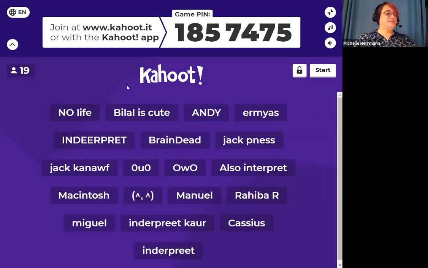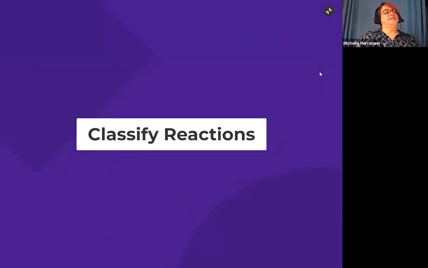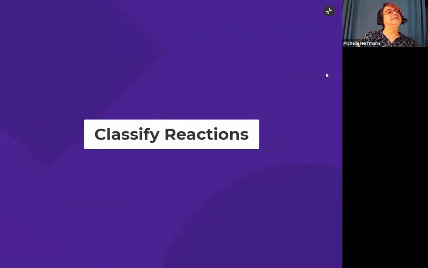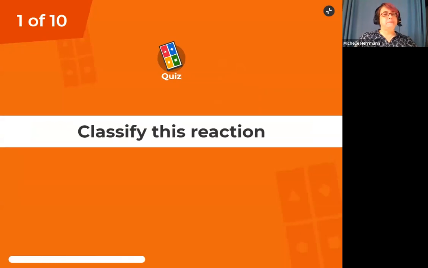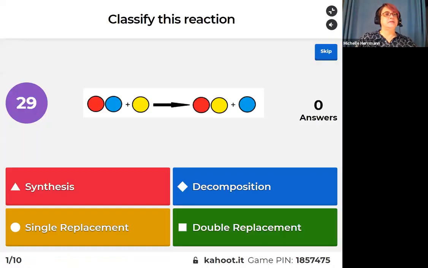All right, let's get started. Here's our first reaction. What kind of reaction is it? I have a picture that's supposed to look like chips, plastic chips.